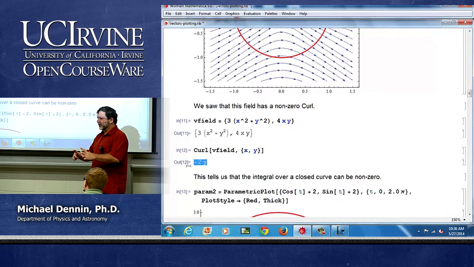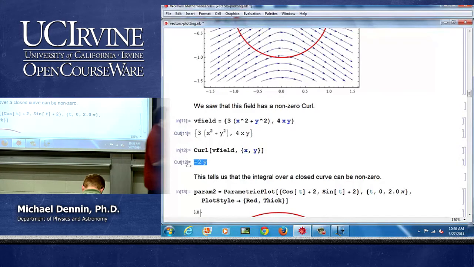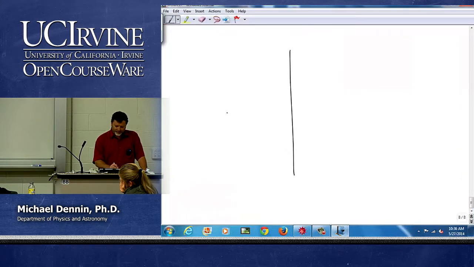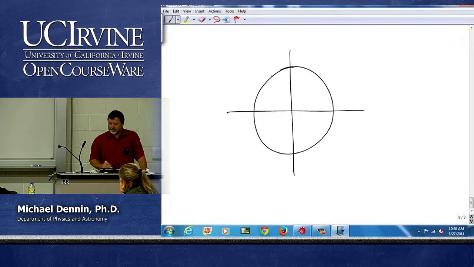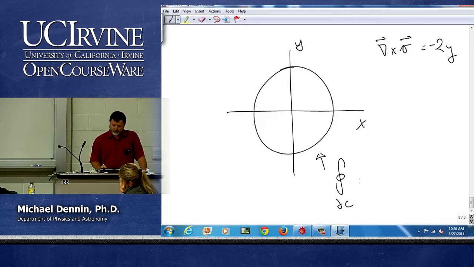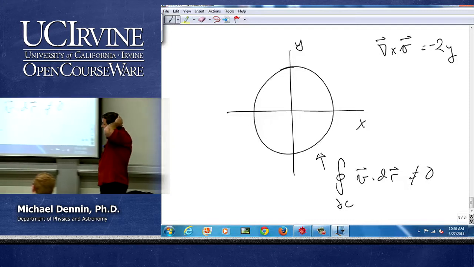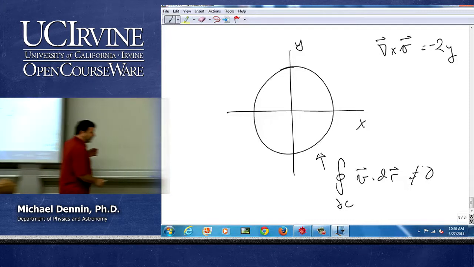No. I've got a full circle. Think about this. I have a circle centered on the origin, and the curl of my vector field is minus 2y. So when I integrate around this closed circle of v dot dr, why do I not get 0? I mean, why do I get 0? Sorry.